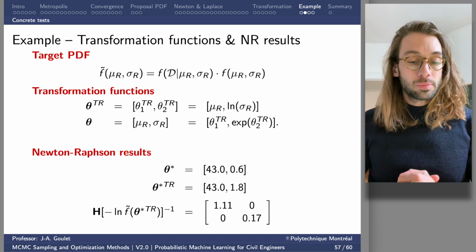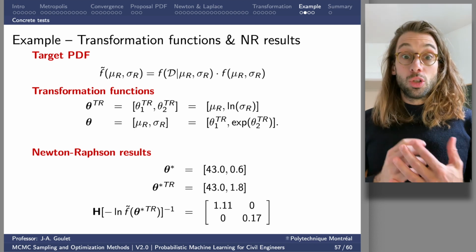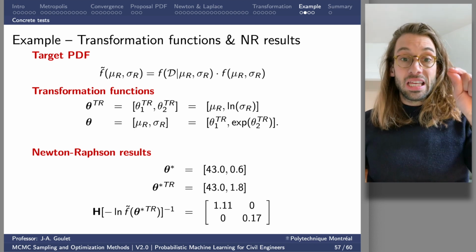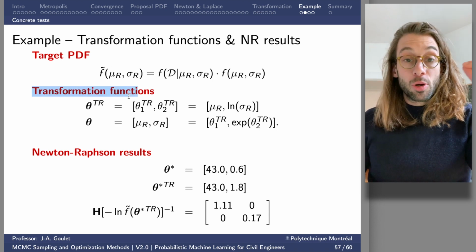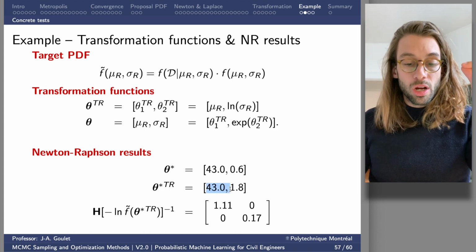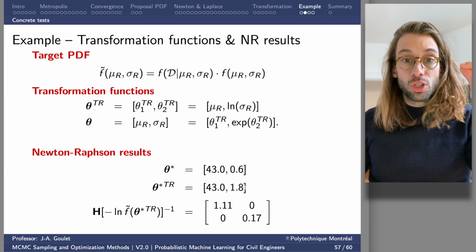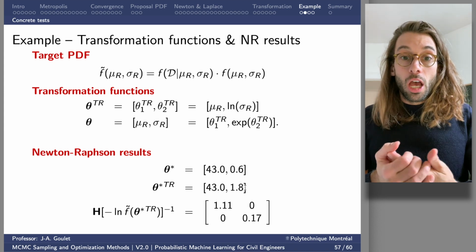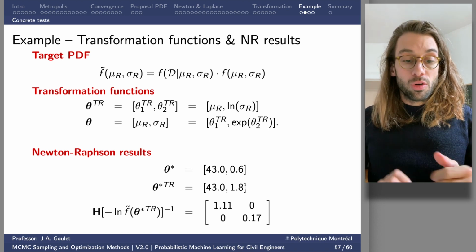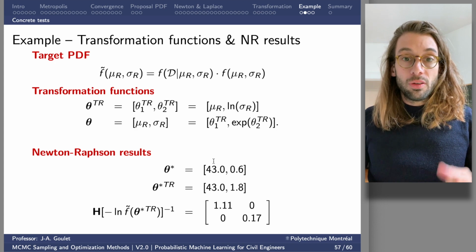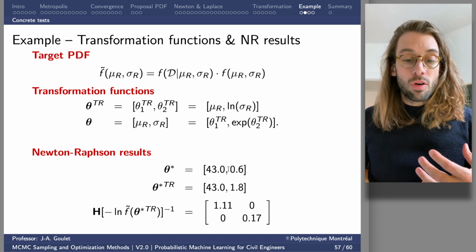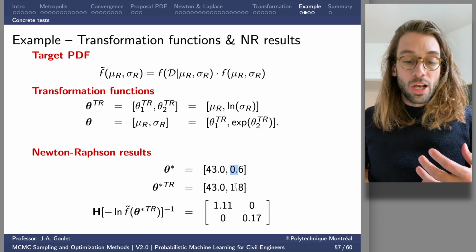And if I want to go from transform space to original space, I simply take the exponential of the value I have. So if I perform Newton-Raphson to find the most likely value for my unnormalized posterior, I'm going to perform these steps in the transform space. And the value I found is 43 and 1.8. If I want to know to what coordinate these correspond in the original space, I take the inverse transformation function. So my first value for the mean remains the same. However, for the standard deviation, I go from 1.8 to 6.